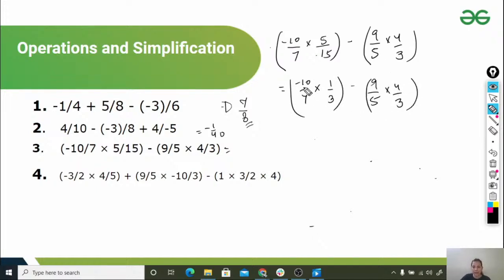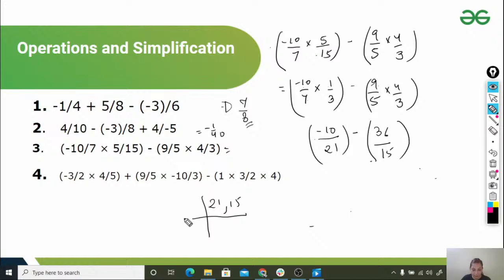Now let's solve this. -10 into 1 is -10. 7 3 is 21 minus. Okay, 9 4 is 36, 5 3 is 15. Good. So now we have to basically minus is addition, but the sign would be negative. 21 और 15 का LCM निकाल लेते हैं फटाफट. So it would be 3 7s are 21, 3 5s are 15, 7 and 5. So 21 5s are 105. So the LCM is 105.